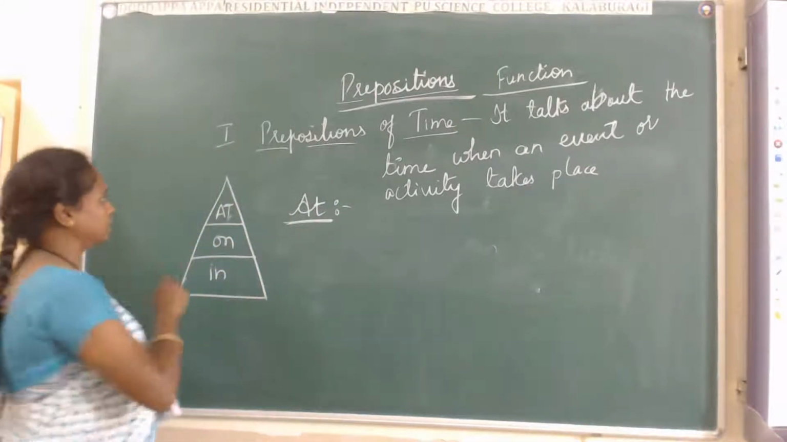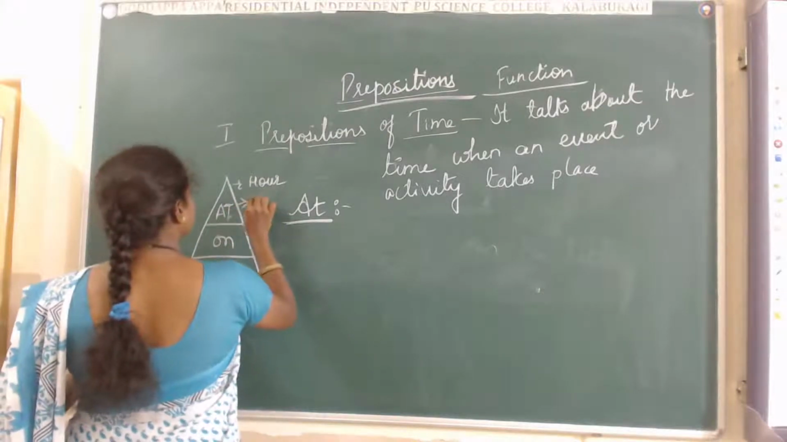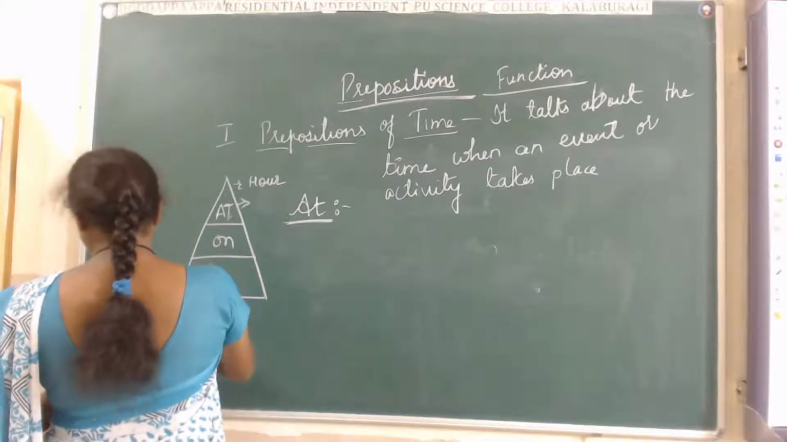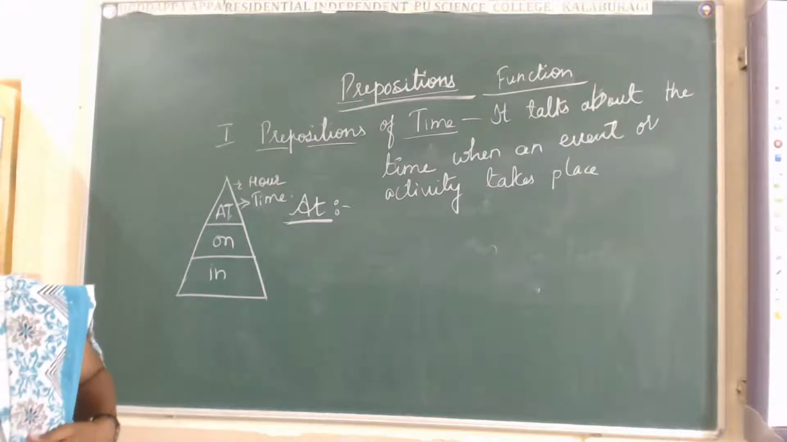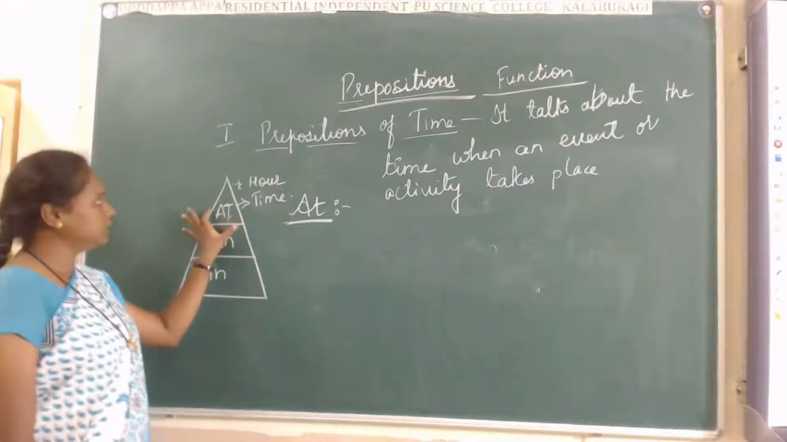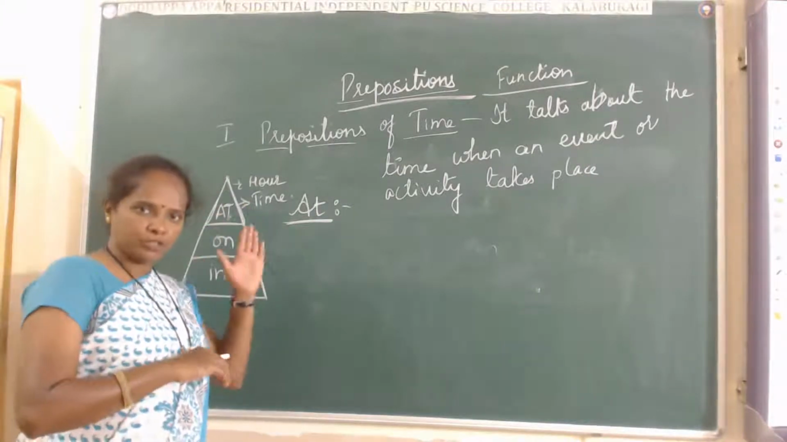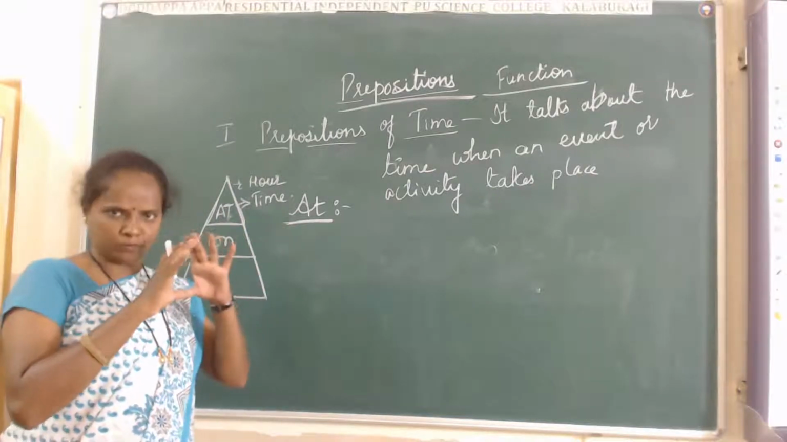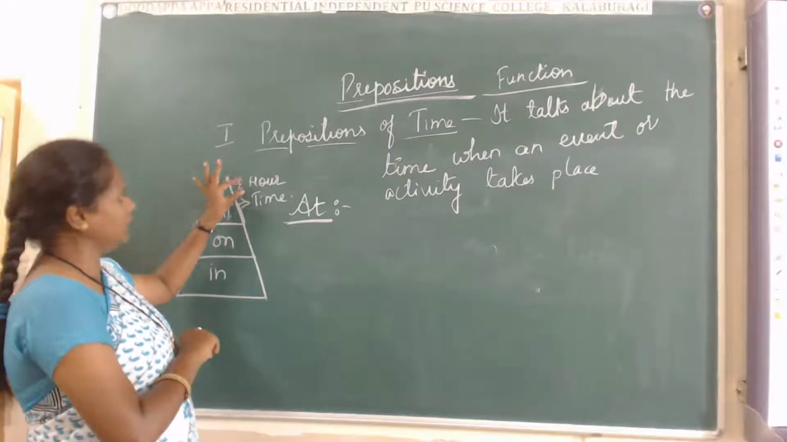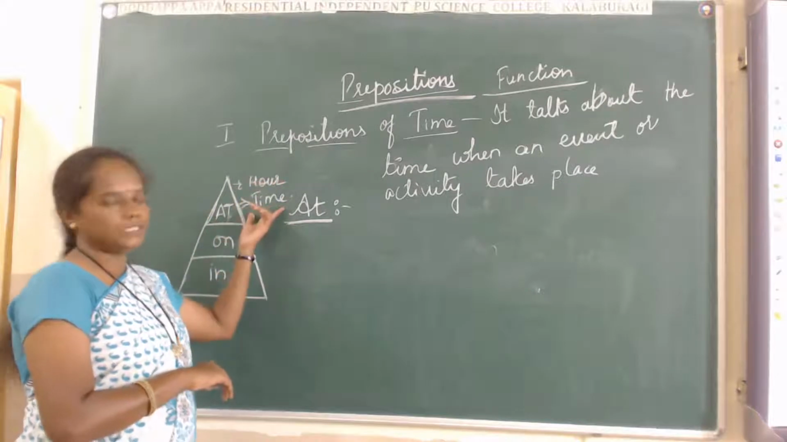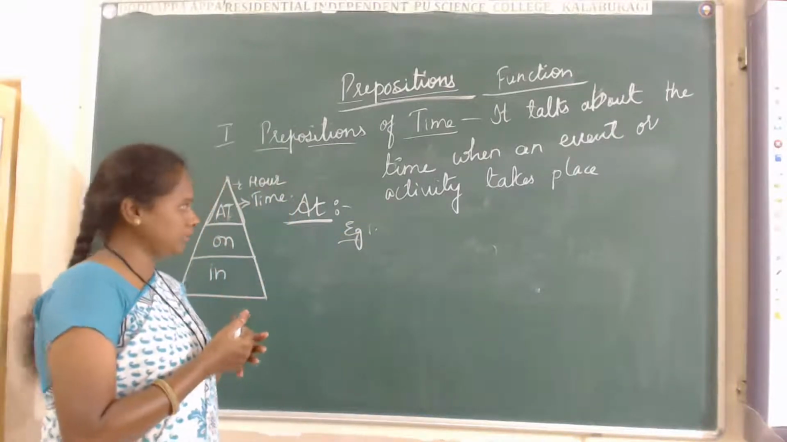Here, in prepositions of time, at is at the top of the triangle. At means it is used for a small place, a narrow range. Its importance is very less. We use it for the particular hour and time of the day. Hour and time. I will give an example. Can you remember? I'll tell you.